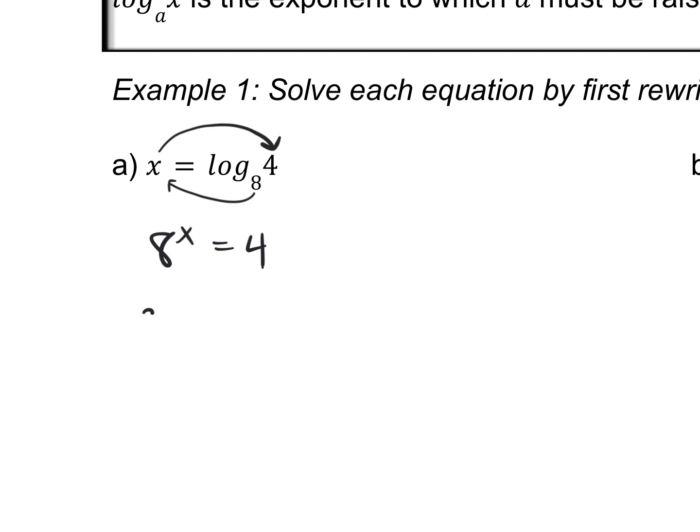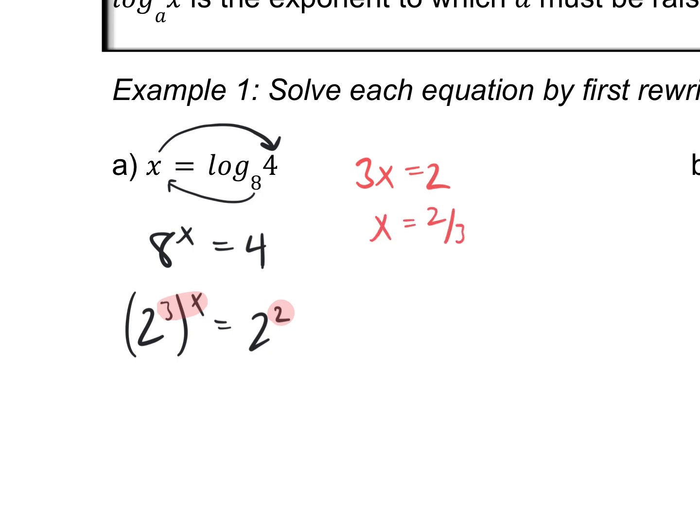So how could I rewrite 8 and 4 to have the same base? 2, right? I could write 2 to the third raised to the x power is equal to 2 squared. Yes? Okay. Then I have 3x is equal to 2. So x is equal to 2/3.